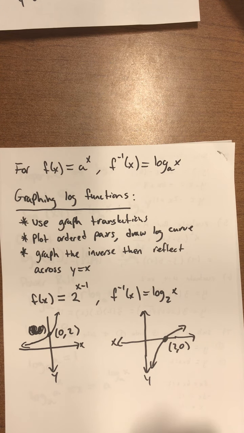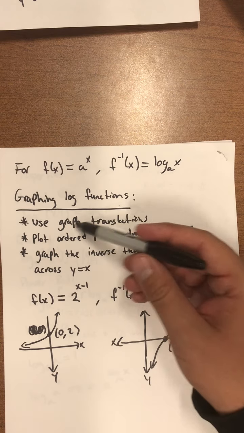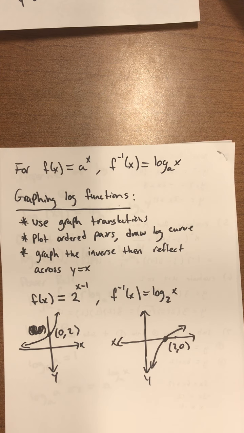So we can graph log functions a couple different ways. We can use graph translations. We did some translations a little bit in exponential functions. We can do the same thing. We can take a log curve and we can move it up, down, left, right, flip it over an axis, you know, that type of thing. So we can keep coming back to just shifting that around.